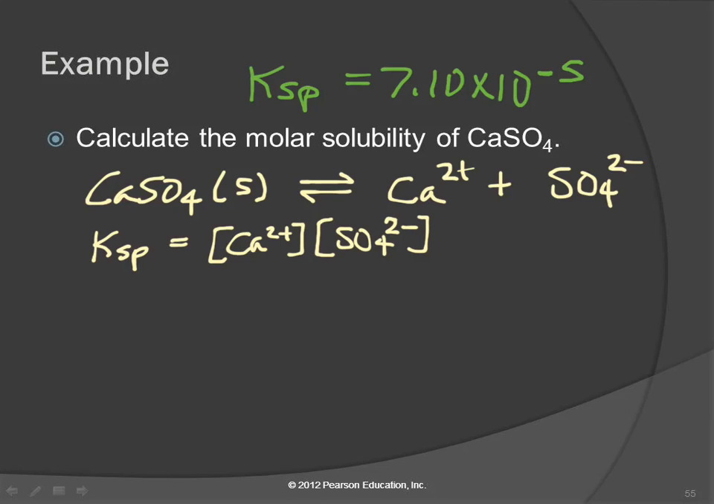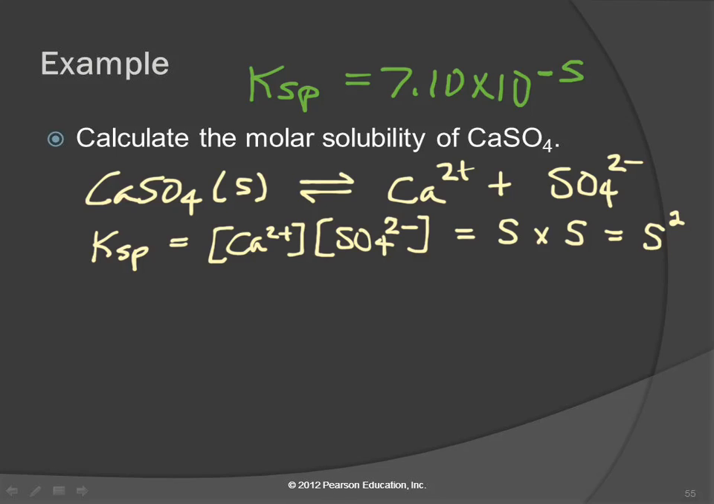Now in the homework, it will ask you to do the expression for things that are a little more complicated, but it won't ask you to calculate molar solubility except for things that are one-to-one. And so then we say, well, the concentration of calcium is equal to the moles per liter of calcium sulfate that dissolve. That's the molar solubility. So that was S. And the concentration of the sulfate ion is equal to the concentration of the calcium ion, which is equal to the molar solubility. So KSP equals the molar solubility squared.